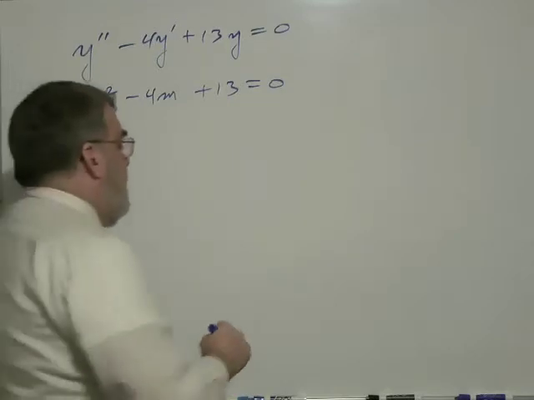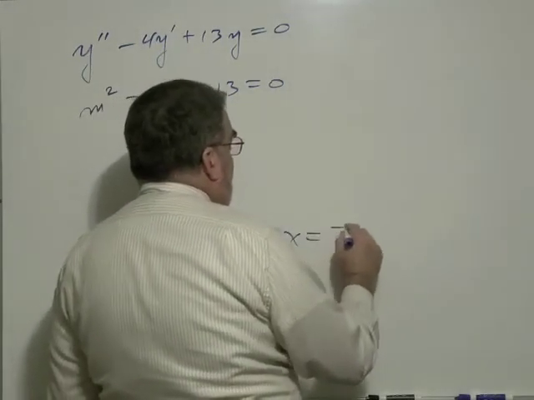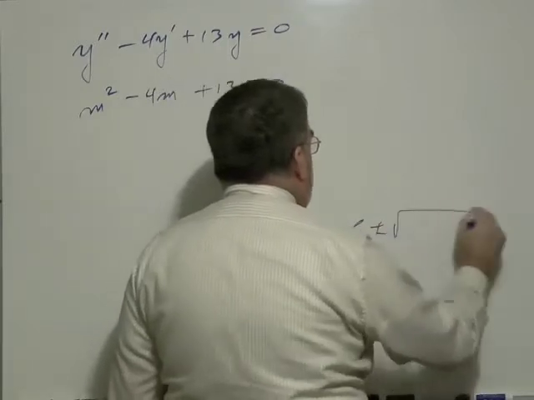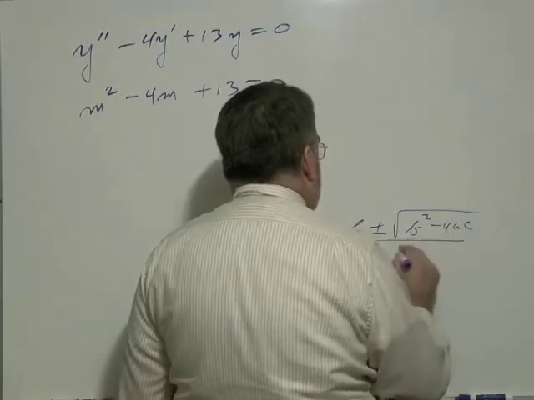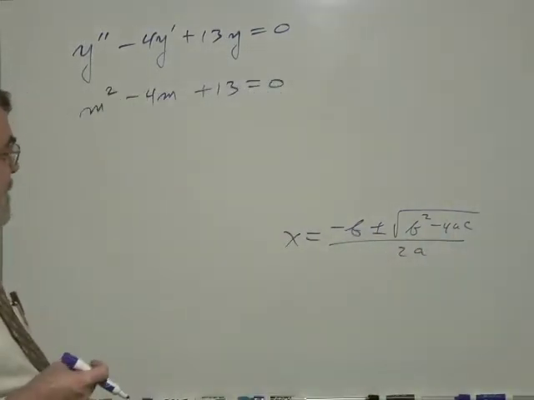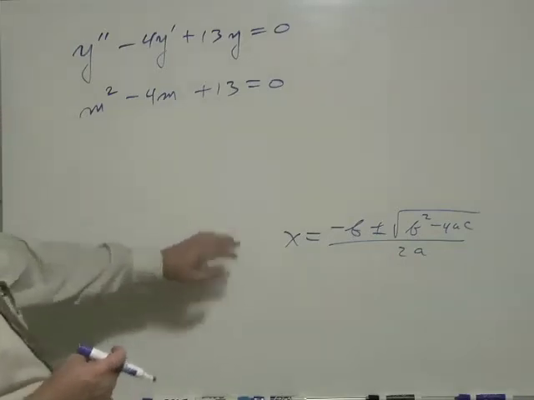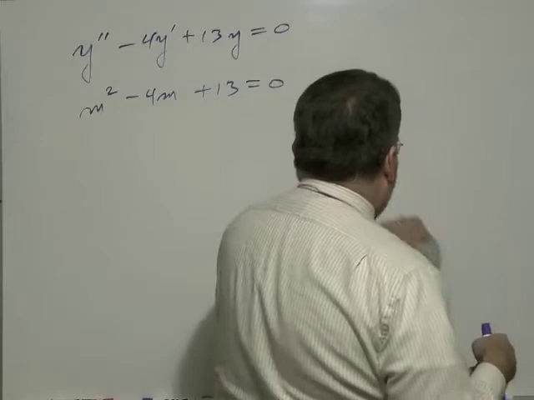Remember, the quadratic formula is usually written as x. x is minus b plus or minus the square root of b squared minus 4ac, over 2a, in case you're not quite sure what it was. Up here I'm solving for m, not for x. So anyway, let's use the quadratic formula on this one.